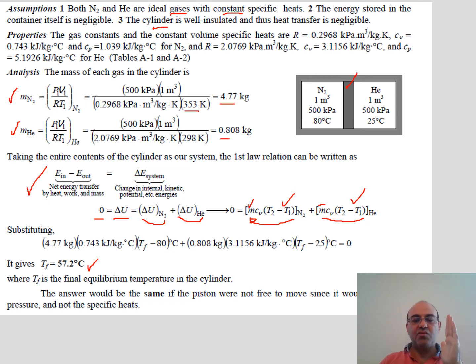For this process, did we actually use that assumption that the piston can freely move? It appears that we never used that assumption. So the answer would be the same if the piston were not free to move, since it would not affect the process. We didn't use pressure. Here we only use Cv. There was no pressure effect in this part of the problem.